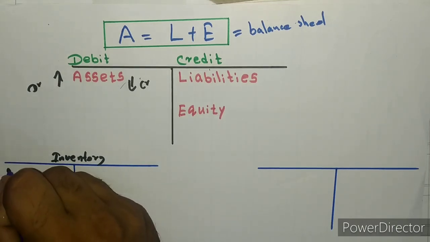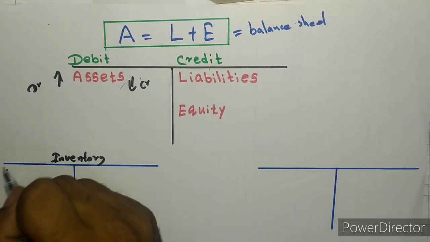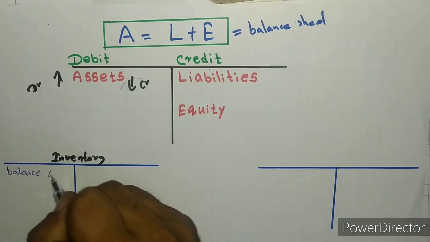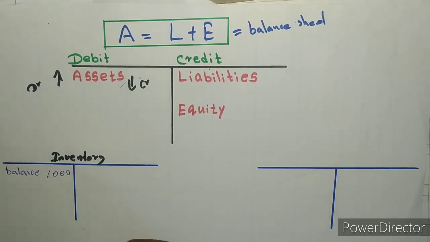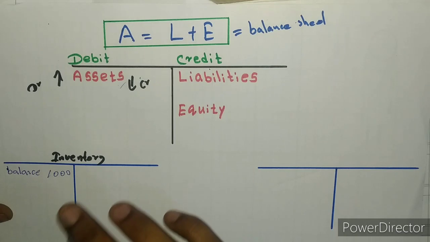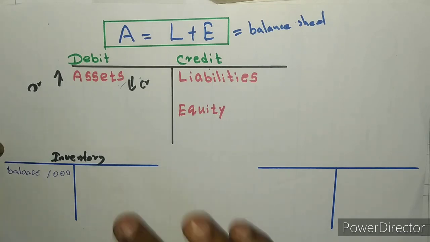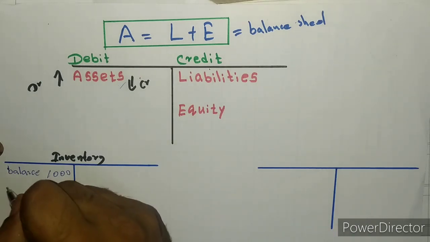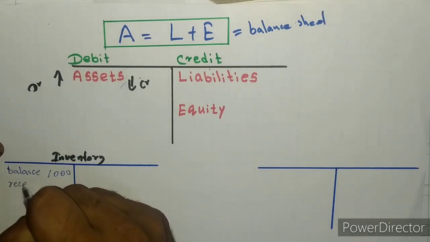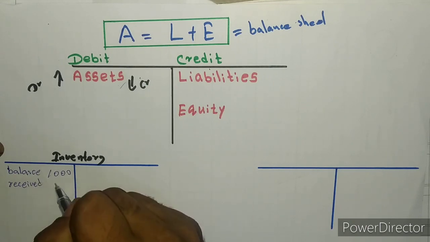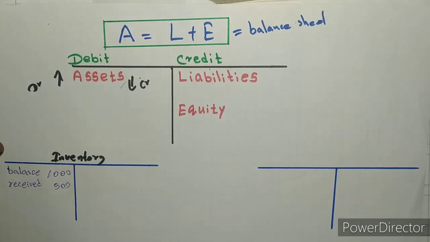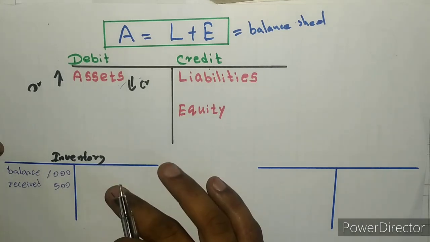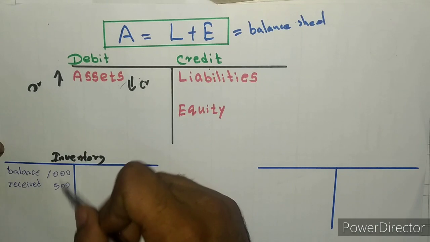We guess the balance is 1000. This is the amount owned. During the accounting period, the company receives additional inventory. Receives 500. Due to the transaction, inventory goes up. The debit balance increases.